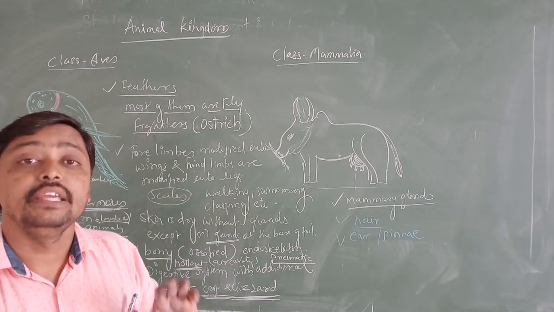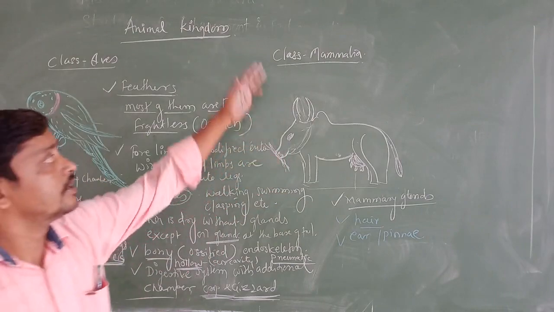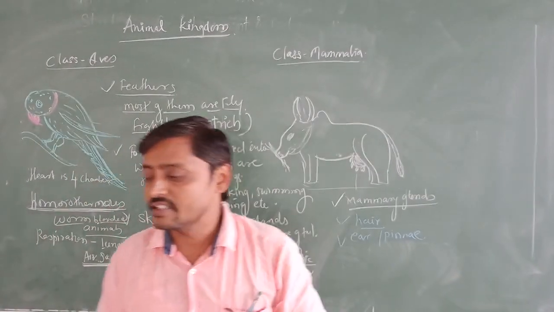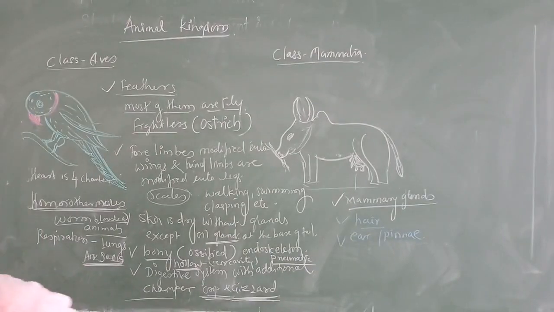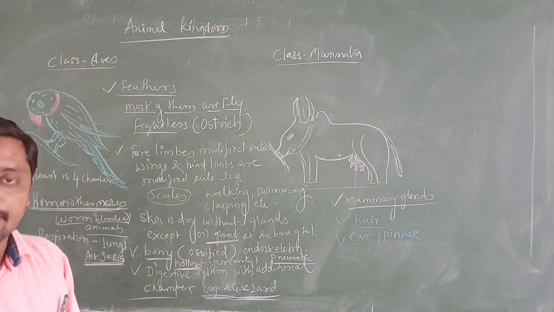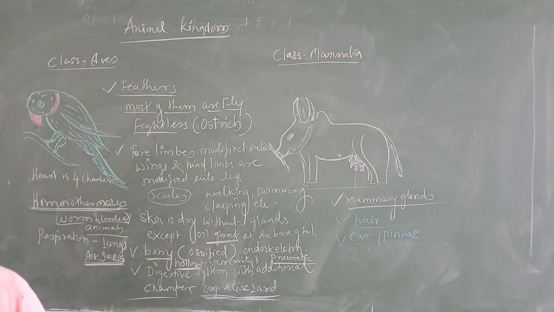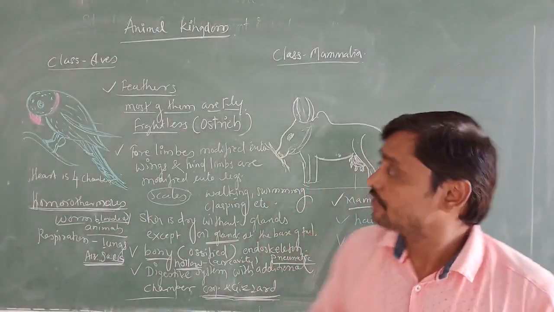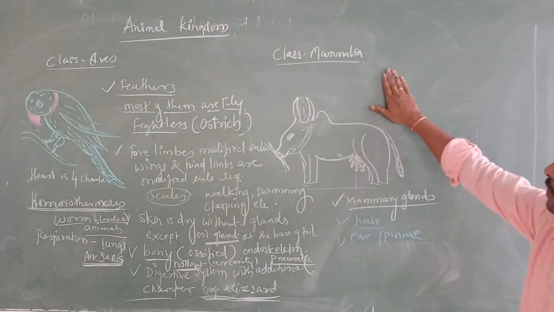And next we are going to call these viviparous. Viviparous in the sense mammals give birth to the young ones. These are viviparous, except what we are going to call oviparous. The platypus is an oviparous mammal. Understood? Then the development is direct. Similar characters you are going to write in mammals, the general characters.